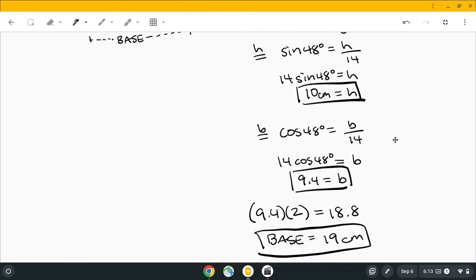Okay. All right. Let's take a look at one that deals with angle of elevation or depression. Okay. All right. So let's do this one.